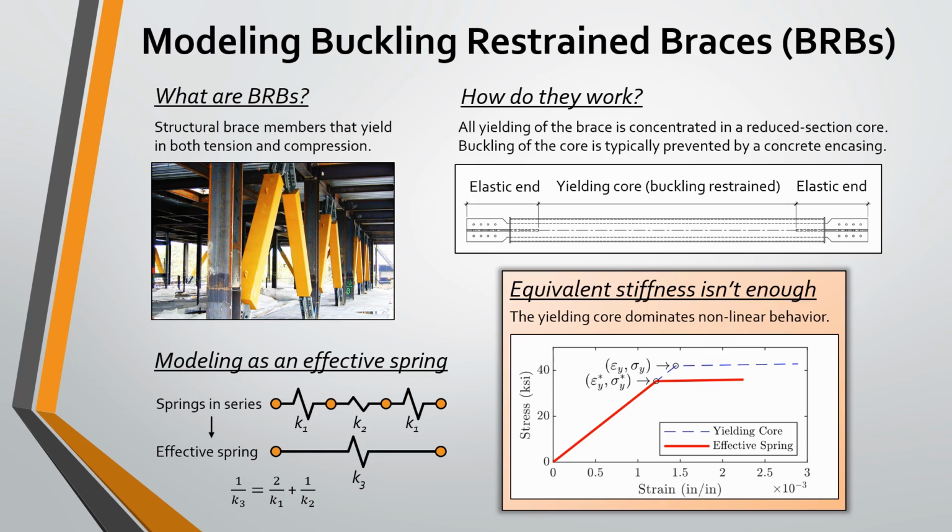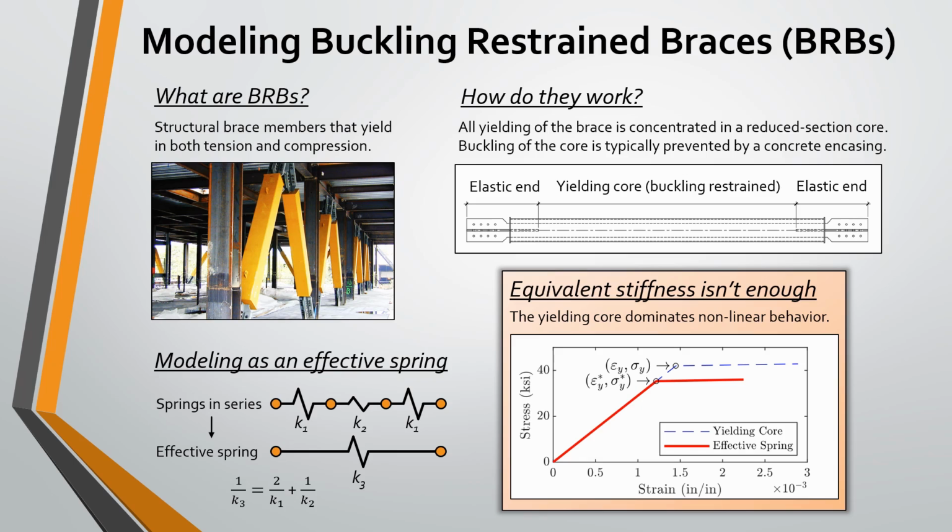Typically, either each component of the BRB is modeled separately, in series, or an effective prismatic brace is used. Using an effective prismatic brace is desirable since it reduces the model's complexity. However, in order to accurately represent the response of the individual brace components in series, some effective brace properties must be determined. For elastic behavior, the stiffness of the effective brace and the stiffness of the individual components in series must be equal. This can be done using the equation for springs in series. If the elastic response is the only response of interest, this will suffice.